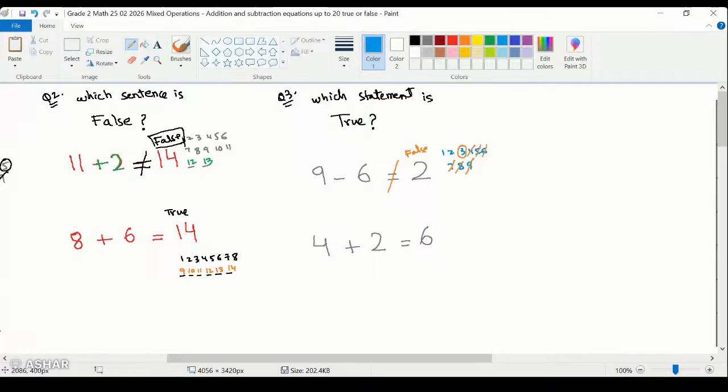We have the numbers 1, 2, 3, 4, and we need to add 2 more numbers to it. The 2 numbers will give 5 and 6. That means this is a true statement. 4 plus 2 would always be equal to 6. Agreed? Any questions up till now?